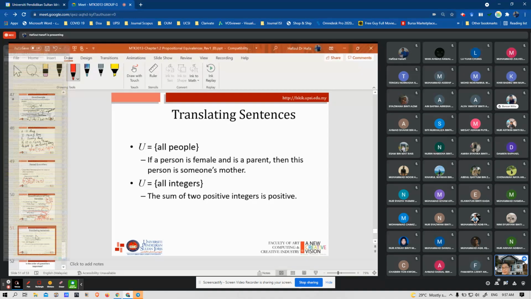Then you need to translate the sentences. This one is for all people: if a person is female and is a parent, then the person is someone's mother. This one is for all integers: the sum of two positive integers is positive.